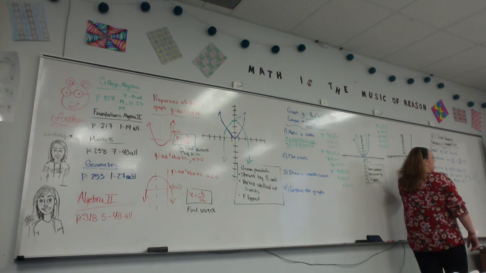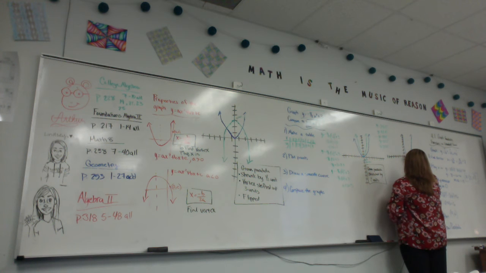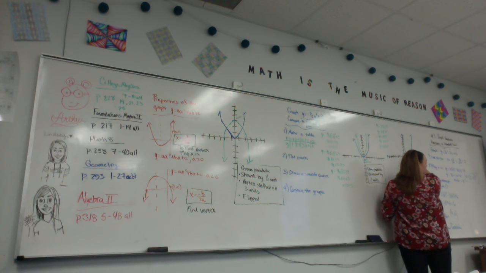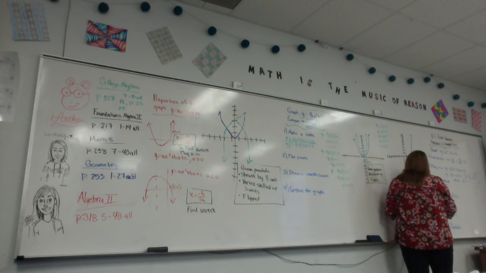As long as your vertex is not on the y-axis, you can plug in a 0. What if it's on the y-axis? Then you're going to plug in a number next to it. So if for some reason my vertex was right here, I would plug in a 1. Okay, plug in the next easiest number, the number closest to the vertex. Okay?